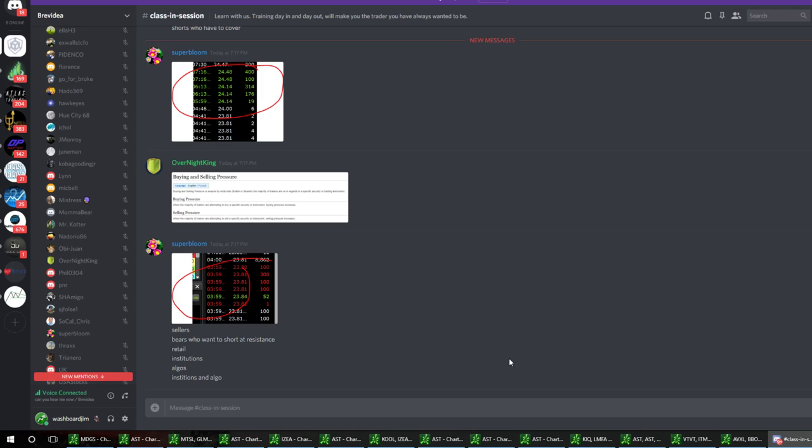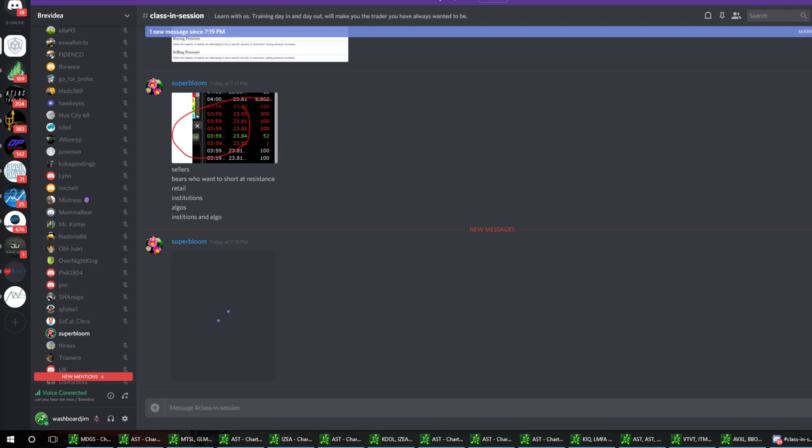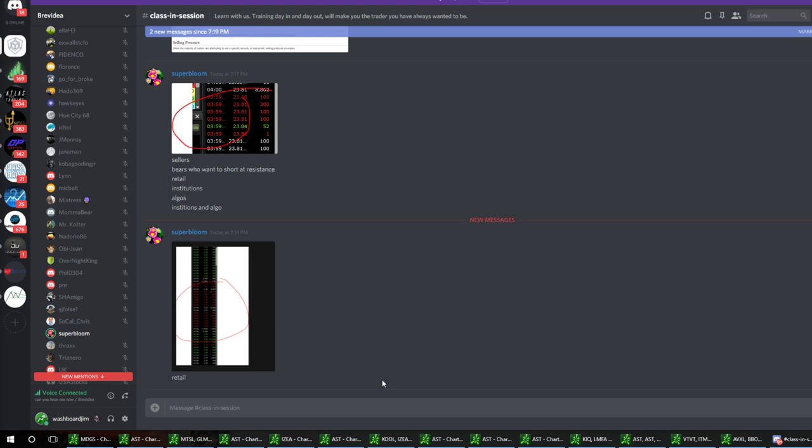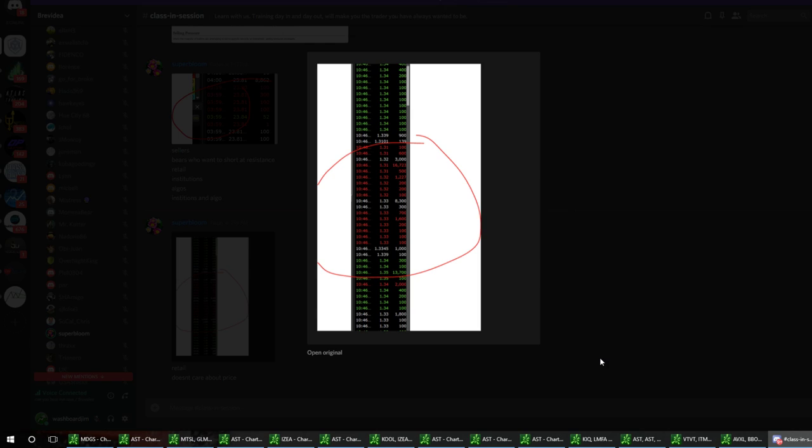Okay, let's get this picture. This is an example of one. Remember, on the tape you're going to see retail, institutions, algos. First of all, let's look at this picture together. We're going to write this down: retail doesn't care about price. This is important. Retail will just jump in with any amount of money they have.